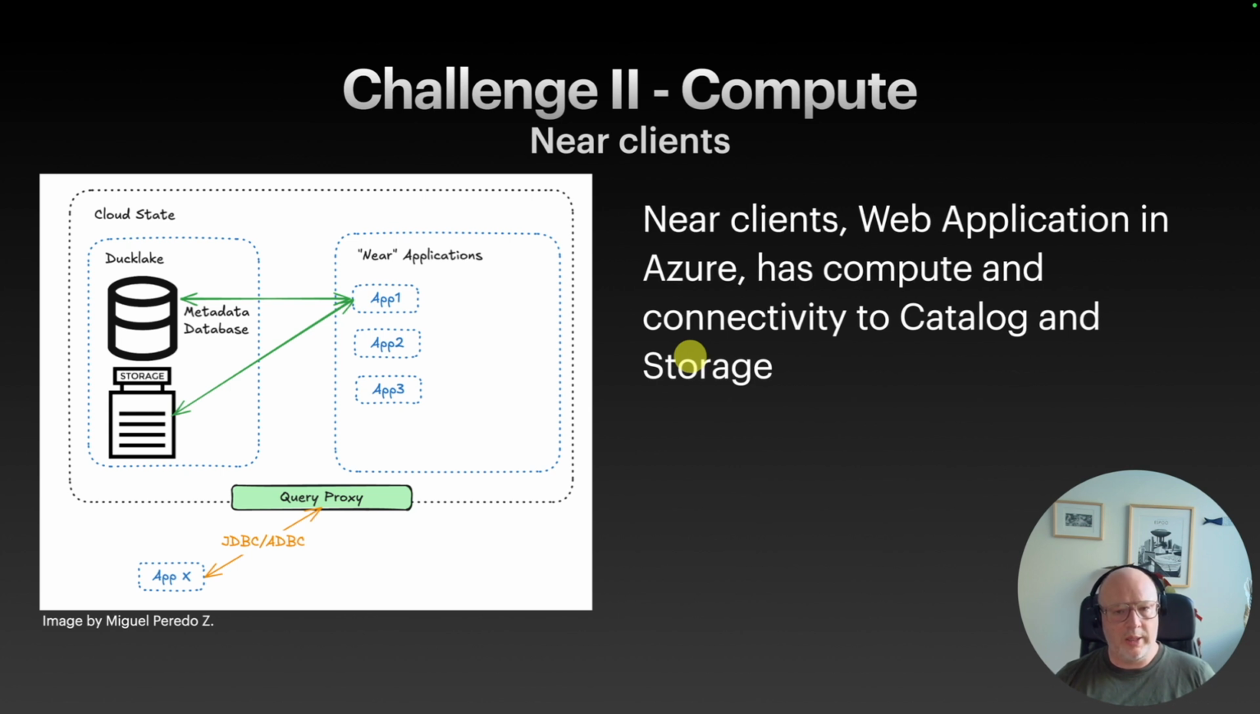So what I talked about before, near clients, they could also be running, let's say, in Azure, and they have what it says here. They have the compute, they have connectivity to the catalog and to the storage, so no issues.